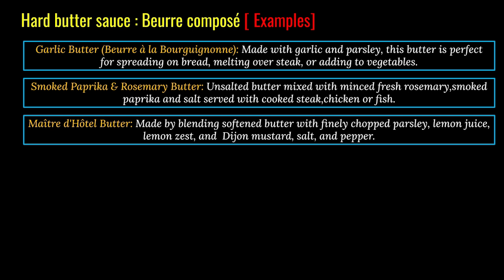Another example: maître d'hôtel butter, made by blending softened butter with finely chopped parsley, lemon juice, lemon zest, and Dijon mustard, salt, and pepper.